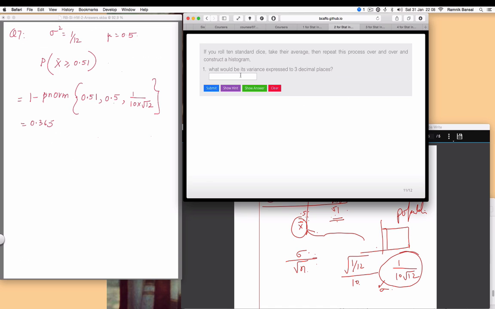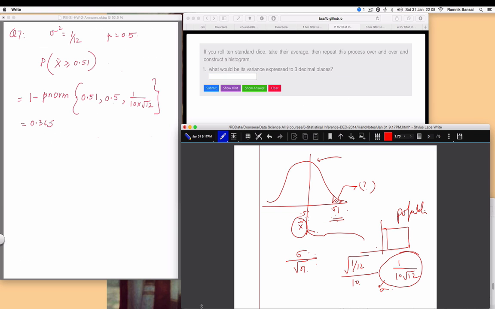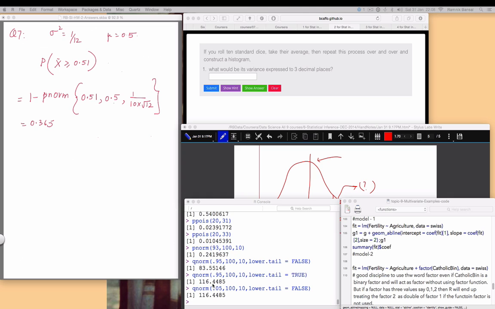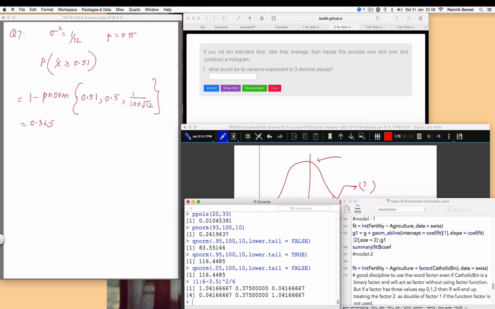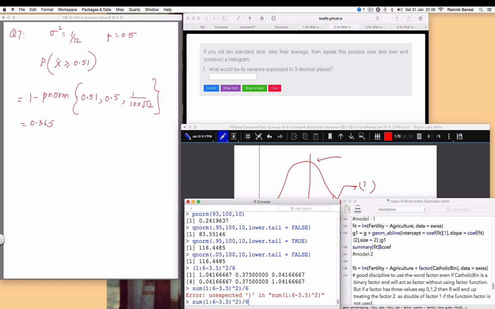So how will you calculate it? Simple. Basically your values are between 1 and 6. Subtract them from 3.5, square this up, and then divide by 6. This should give me the variance, correct? Sorry, I have to sum it up first. Sum this up, all right? So I take the sum and then divide it by 6. Wait, I made a mistake somewhere.